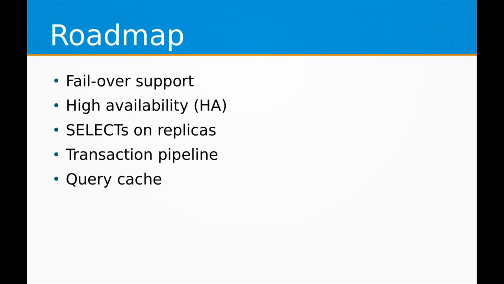The roadmap for pgagroal is maintained on our GitHub account and contains features like failover support in order to promote a replica instance to a primary instance, a high availability setup where multiple instances of pgagroal work together as one pool, support for running selects on replicas if the transaction is read-only, a transaction pipeline that returns the connection after each transaction has ended, and a query cache. Check the Issues tab and vote.